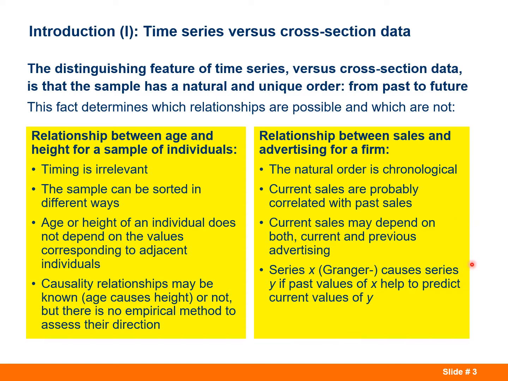And fourth, there is a notion of causality. Series X Granger-causes series Y if past values of X help to predict current values of Y. In this example, we could say that advertising is causing sales when past values of advertising predict current values of sales.